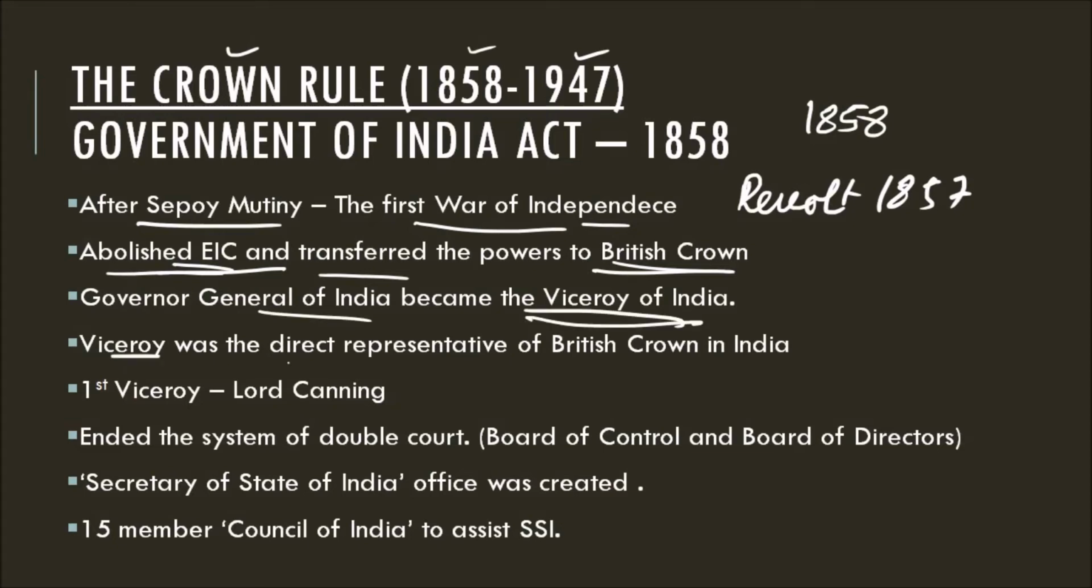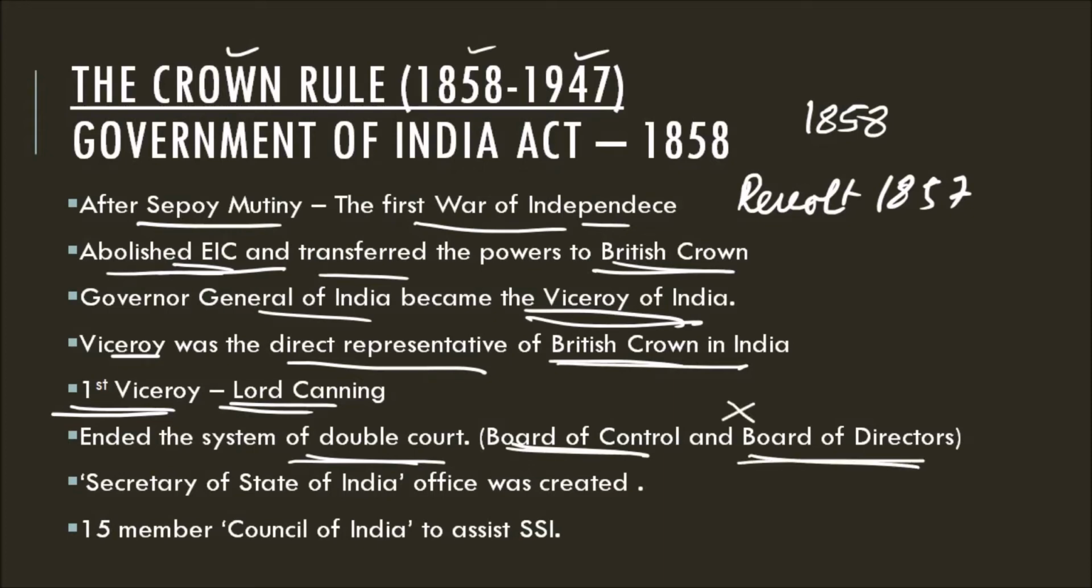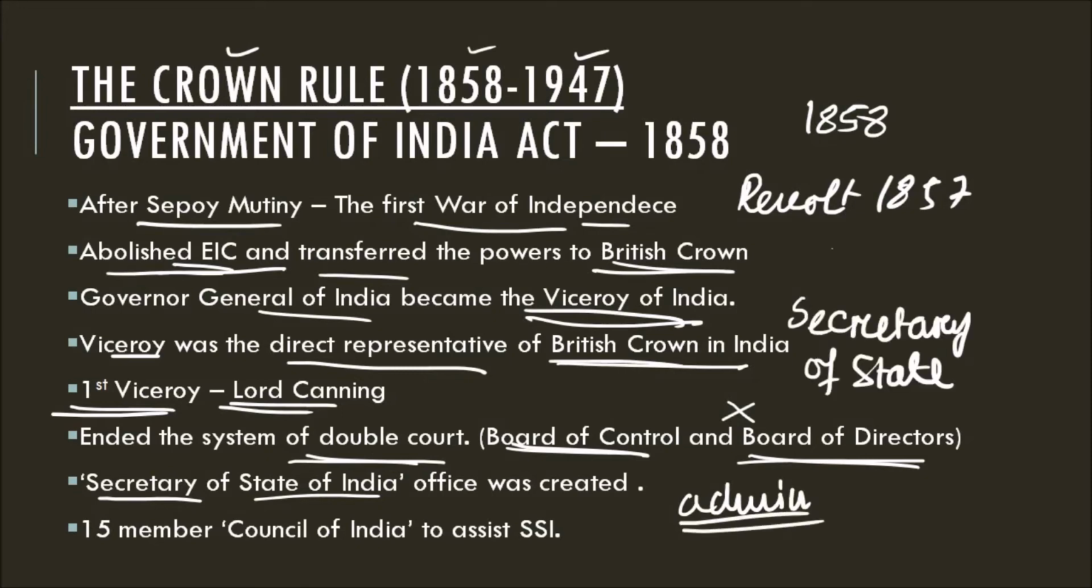The Viceroy was made the direct representative of the British Crown in India, and Lord Canning became the first Viceroy of India. This act also ended the system of double government. That means the Board of Control and the Board of Directors were now ended, and instead it created a new office called Secretary of State for India, which had complete authority and control over the administrative part of the government. The Secretary of State was a member of the British Cabinet and was directly responsible to the British Cabinet.